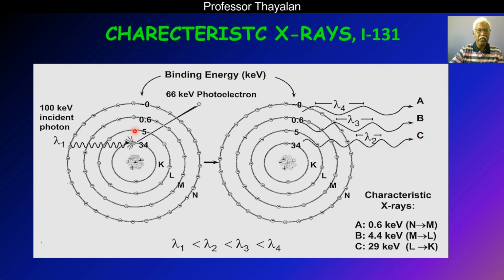The vacancy in the L shell is filled with the M shell. What is the difference between 5 and 0.6? 4.4 kilo electron volt. It appears as B. This vacancy in M is filled with the N. What is the difference between 0 and 0.6? 0.6 kilo electron volt. It appears as A. Therefore, if we compare the wavelengths of all the three, lambda 4 will have the highest wavelength compared to lambda 3, lambda 2 and lambda 1, while the energy here is higher, here a little less, here a little less and so on.